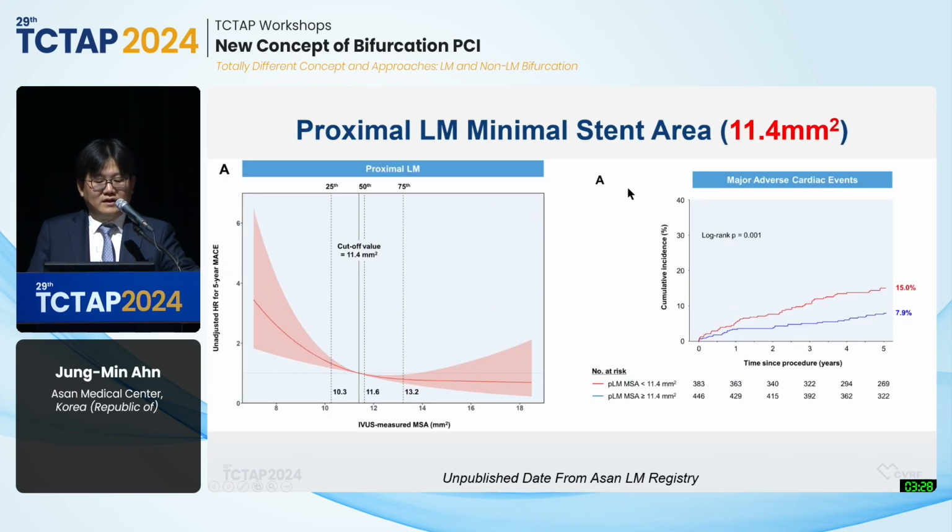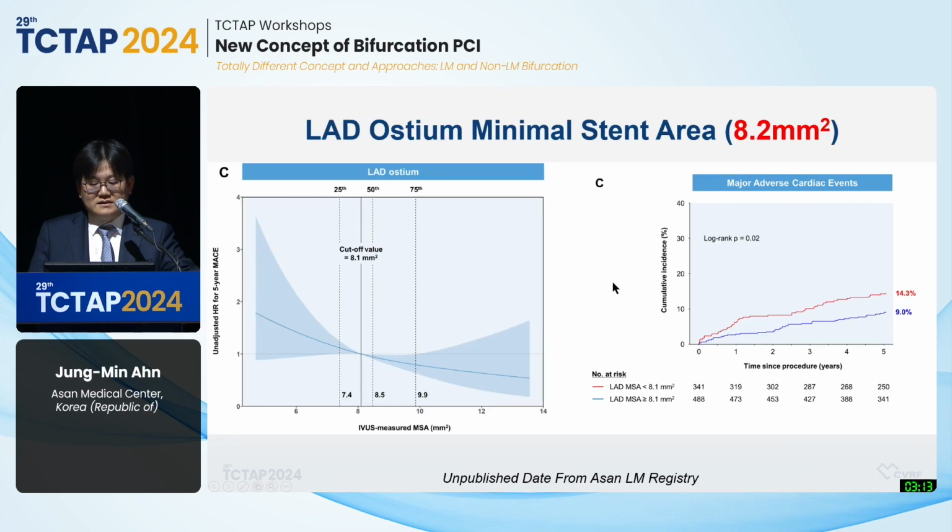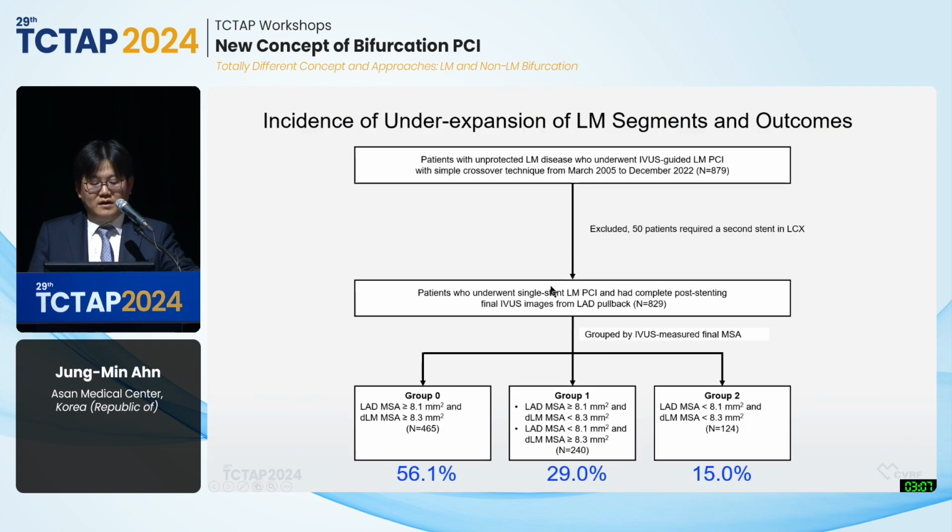9.9, 8.5. ROC curve analysis demonstrated that the proximal left main minimal stent area cutoff value of 11.4 is nicely associated with the long-term outcomes. And distal left main minimal stent area 8.3 is also associated with long-term MACE. And LAD ostium minimal stent area, cutoff value 8.2, is also associated with the long-term outcomes.